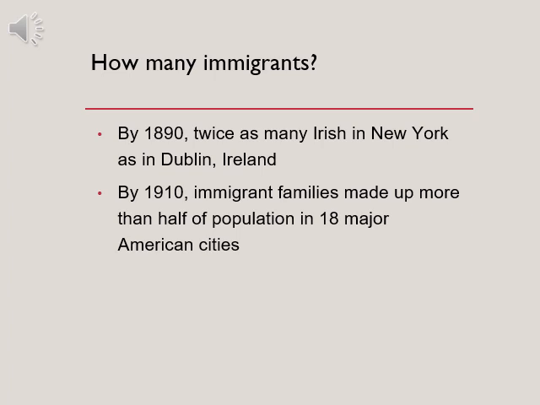So just how many immigrants were in the United States at this time? By 1890, there were twice as many Irish in New York as there were in Dublin, Ireland. And by 1910, immigrant families made up more than half of the population in 18 major American cities.